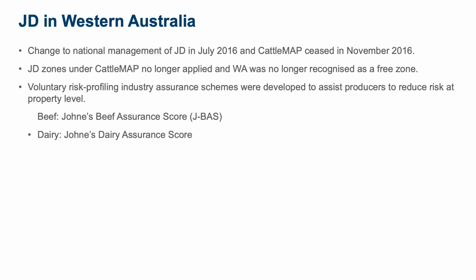Consequently, voluntary risk profiling industry assurance schemes, JBAS and Johne's disease dairy score, were implemented nationally to assist cattle producers in verifying their property's JD status. These schemes rely on self-declarations by producers. There is no government oversight of these schemes and the department is not responsible for them. These schemes are one tool of a suite of biosecurity tools for producers to use in managing their JD risk.